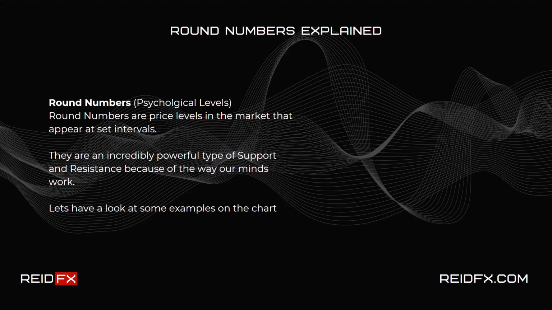So round numbers are price levels in the market that appear at set intervals. They are an incredibly powerful type of support and resistance because of the way that our minds work. So let's have a look at some examples on the chart.